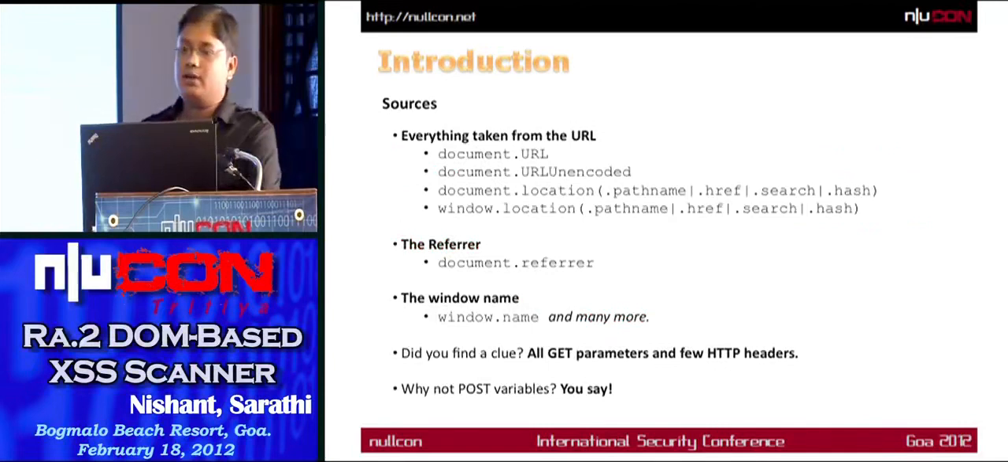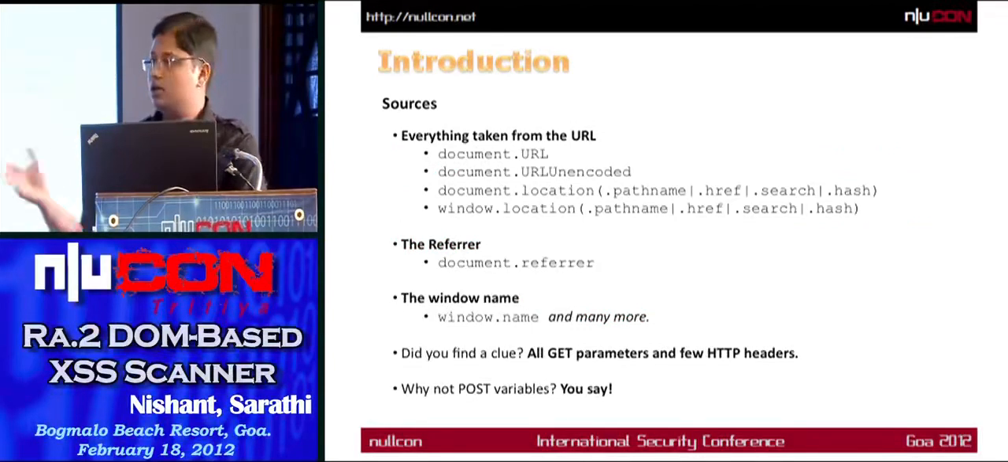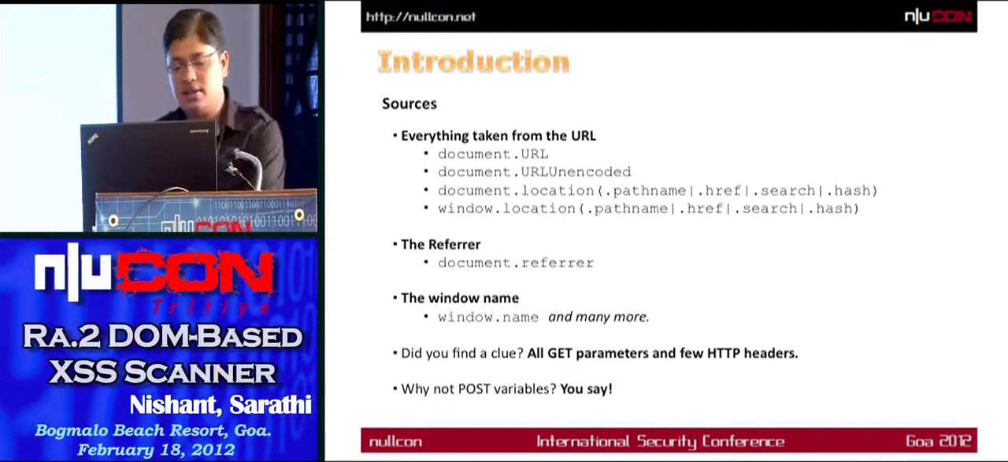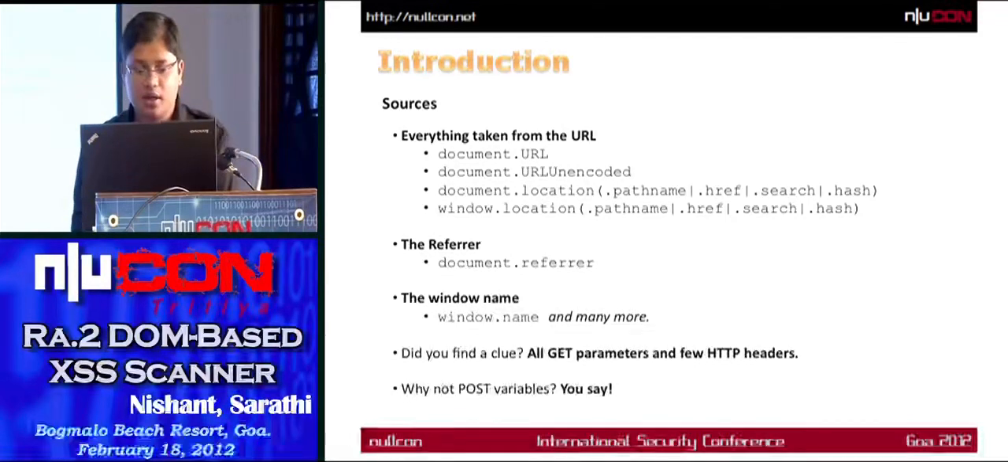Let us go deep into what sources are, and I'll explain by giving examples. Everything that is taken from the URL: document.URL, document.URLUnencoded, location.name, location.pathname, href, search, hash, and window.location.pathname, similarly href, search, hash. These are some of the direct sources. Indirect sources are things like the referrer header and window.name, and many more.